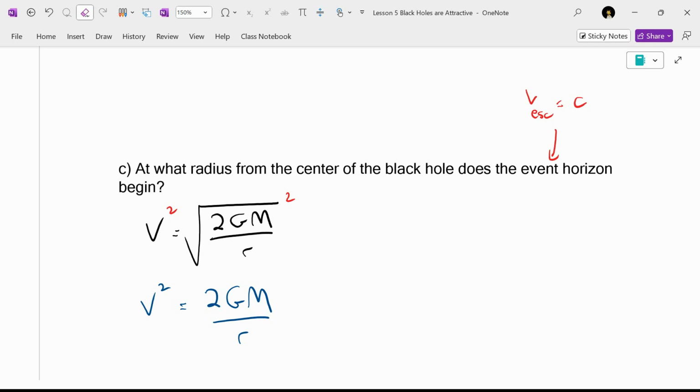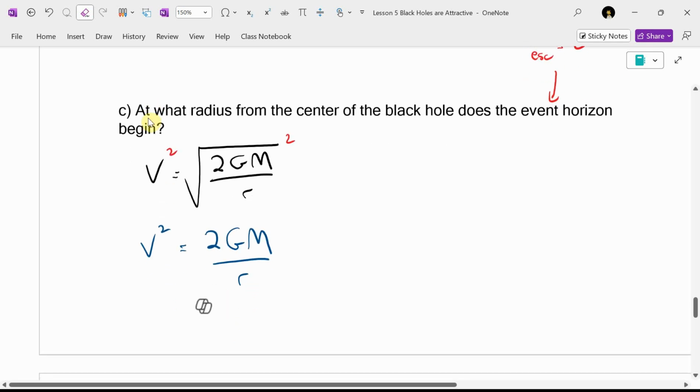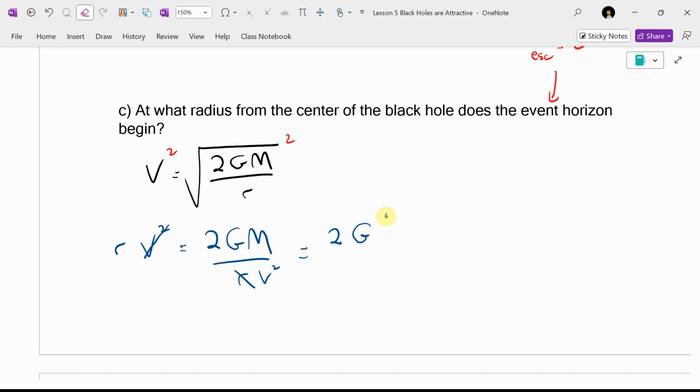Now I'll say, Luke, hey, where is the r right now? What am I going to do with the r? Yeah, the r is going to end up here, and the v squared is going to end up there. There it is. It's going to be 2 big G, not mass of the Earth, mass of the black hole. Luke, I've scrolled down. What was the mass of the black hole? I missed the times 10 to the 31.